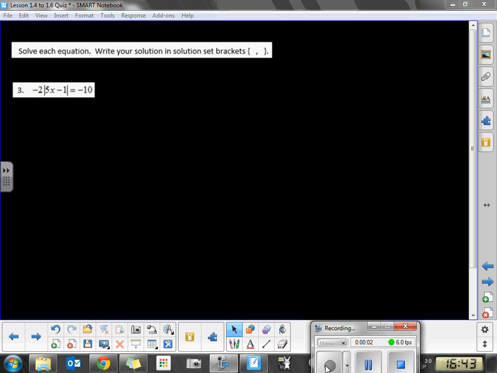In question number 3, it's the same set of directions. What we want to make sure that we do is apply our GEMDAS. And just to reiterate our GEMDAS, this applies more than the previous example. We want to make sure that we apply our GEMDAS backwards. So we want to get rid of any addition subtraction first, and then any multiplication and division second.